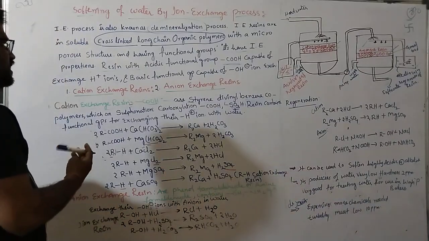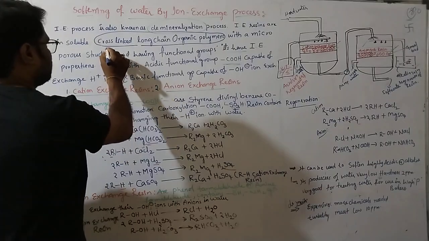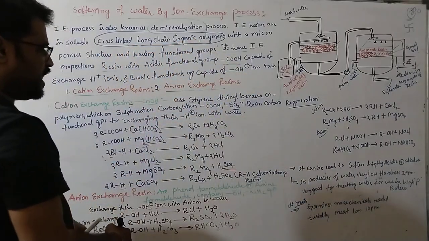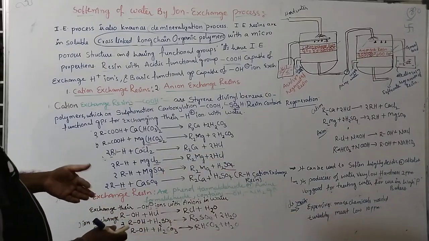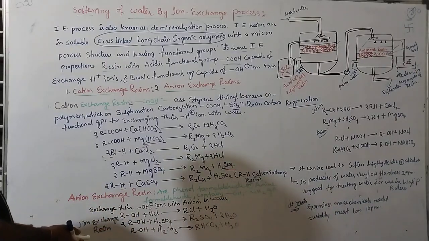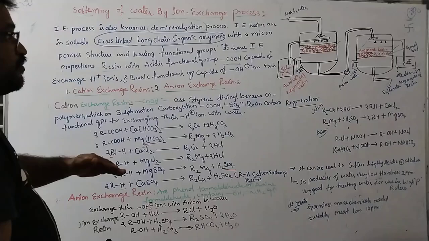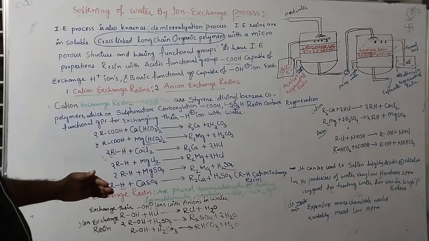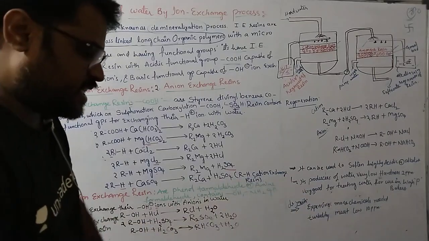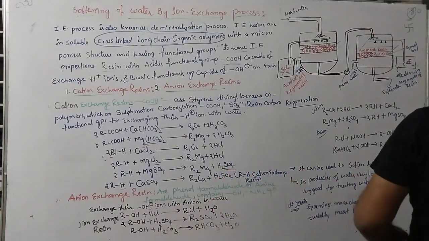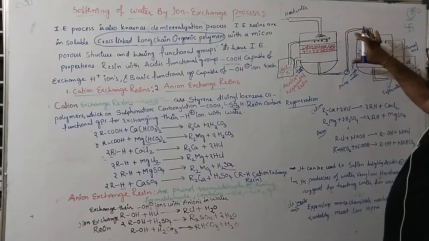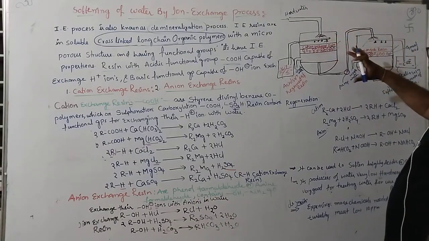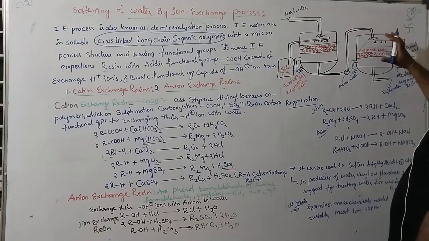Here we use a resin. In this process, cross-linked long chain organic polymers are used as resins. Some resins contain acidic functional groups and some contain basic functional groups. The resin has a microporous structure because we have to exchange ions in this process. In this technique we take two chambers: one is a cation exchange resin chamber, another is an anion exchange resin chamber.